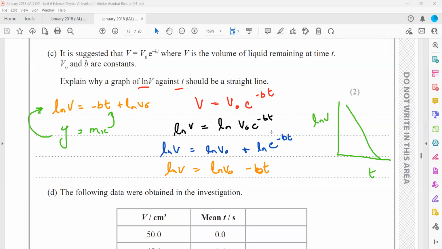And why should it be a straight line? Because b is a constant. Whenever a constant is involved in a gradient, it must be a straight line. And since minus b is there, it means a negative gradient, not that the gradient is decreasing. It means the value of the gradient will be negative and constant. And then the y-intercept will give us ln V naught. It's the same as the graph we normally have for batteries with internal resistance.